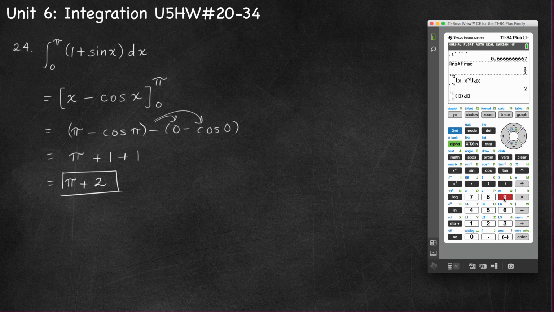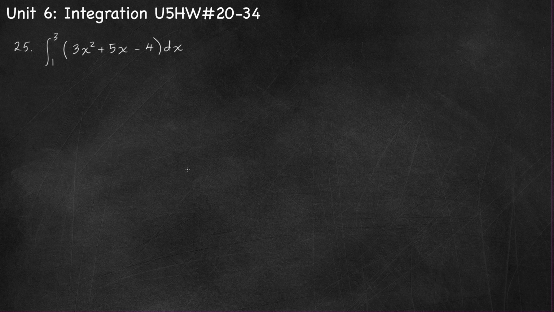And checking that using Math 9, we're going from 0 to pi. We are integrating 1 plus the sine of x, make sure you are in radian mode, with respect to x. And that should be equal to pi plus 2. I can see that it is, but we can check. Pi plus 2. Yes.